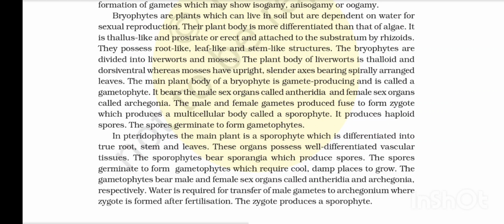Bryophytes are plants which can live in soil but are dependent on water for sexual reproduction. Their plant body is more differentiated than that of algae. It is thallus-like and prostrate or erect and attached to the substratum by rhizoids. They possess root-like, leaf-like, and stem-like structures. The bryophytes are divided into liverworts and mosses. The plant body of liverworts is thalloid and dorsiventral, whereas mosses have an upright, slender axis bearing spirally arranged leaves. The main plant body of a bryophyte is a gametophyte, which produces sex organs called antheridia and archegonia. The male and female gametes fuse to form a zygote, which produces a multicellular body called the sporophyte. It produces haploid spores. The spores germinate to form gametophytes.